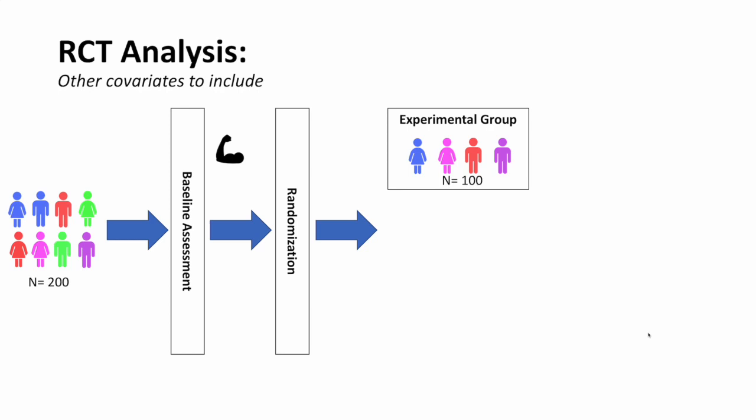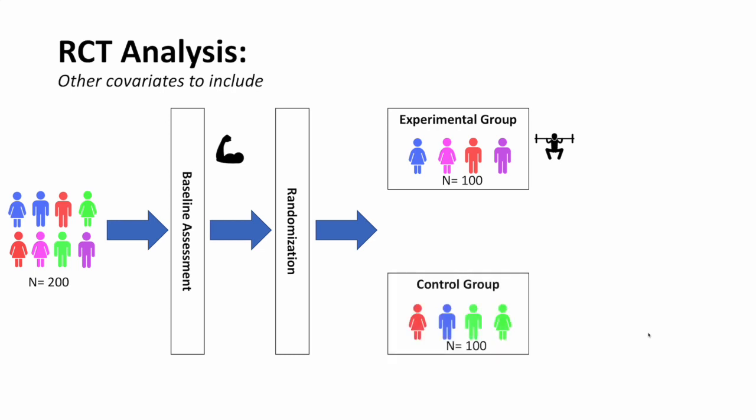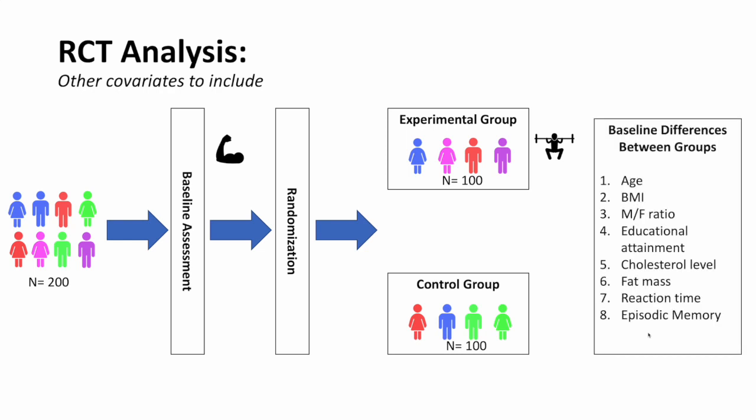We're going to look at whether an intervention can improve muscular strength. Specifically, we're going to test muscular strength at baseline, then randomize the groups into an experimental group and a control group. The experimental group receives exercise training and the control group receives, let's just say, nothing. At baseline, we notice that there are differences between groups.